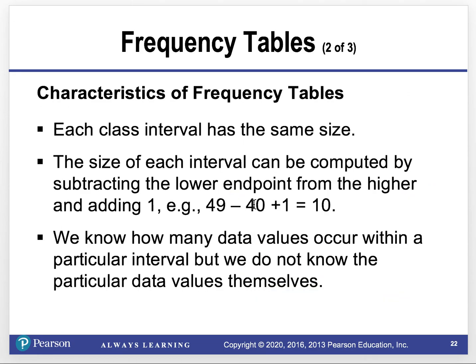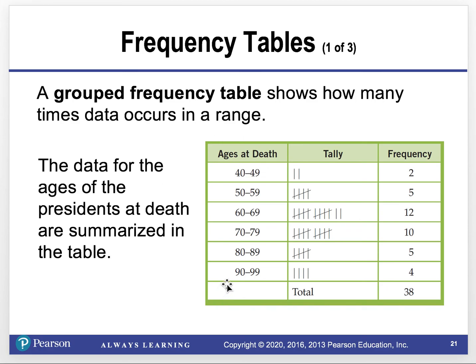Okay, let's see. Characteristics of frequency tables. So each class interval has the same size. We said that. The size can be computed, here's another way you can do it: subtract the horizontal ones that we were just talking about, and then add one. Or you can do what we said and just subtract the vertical ones. Okay, we know how many data values occur, but we don't know the particular values themselves. So we lose a little bit of information, right?